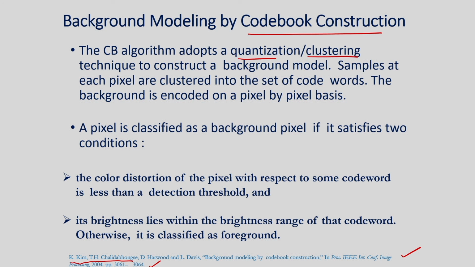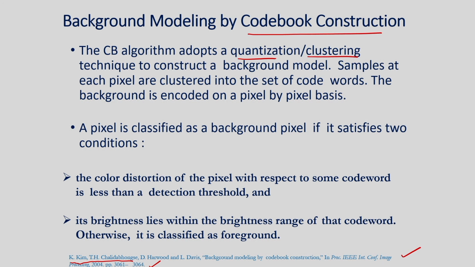Samples at each pixel are clustered into a set of code words. That means if I consider samples of the pixels from the training images, they are clustered into the set of code words, and the background is encoded on a pixel by pixel basis. So for each pixel I have the code word, and the background is encoded on a pixel by pixel basis.